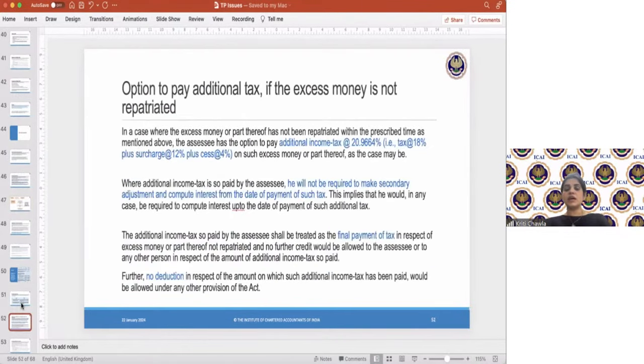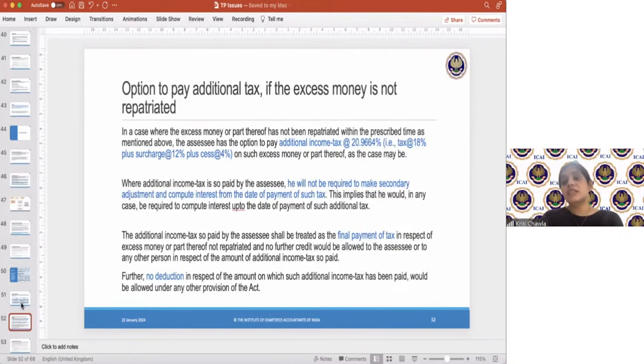The point is, what if the excess money is not repatriated? Well, in case the associated enterprise decides that it is not repatriating the excess money within the time limit of 90 days, then the assessee can pay an additional tax on that amount. Remember that this is an additional tax. They'll have to pay tax at the rate of 18% plus surcharge plus 4% cess, which will be 20.9664%, on those 40 crore rupees.